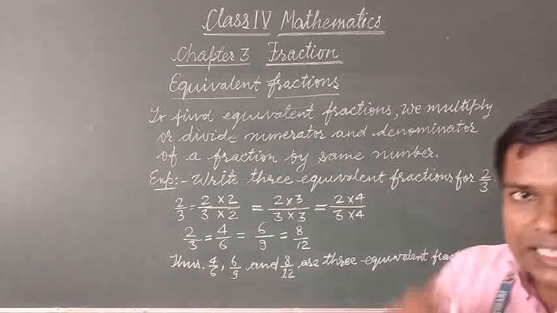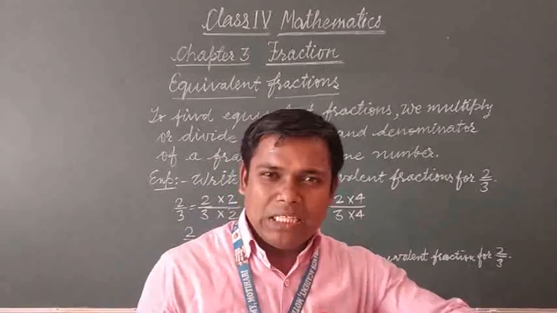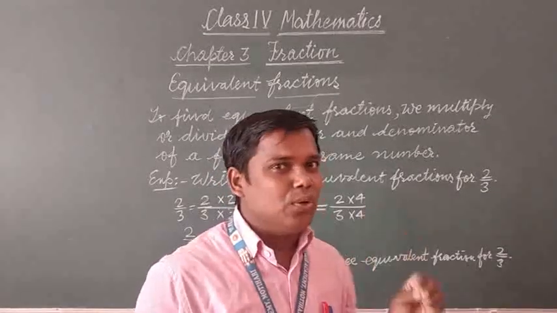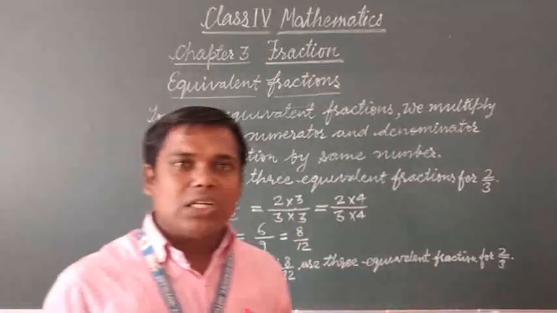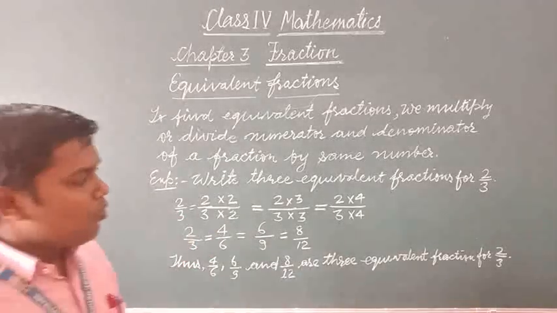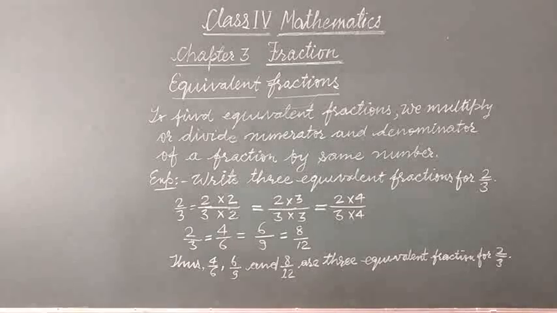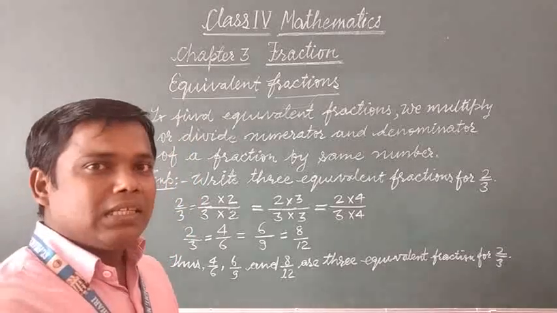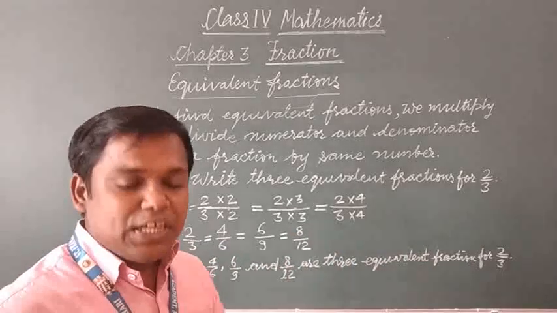Means we can multiply the numerator and denominator of the given fraction by the same natural number. Remember, except 0. We cannot multiply by 0, otherwise the denominator will become 0, which is not a fraction. Okay, so this is the way to write the equivalent fraction for a given fraction. I hope you understood. Now I am going to tell you that when we divide the numerator and the denominator of a given fraction, even then we can get the equivalent fraction.